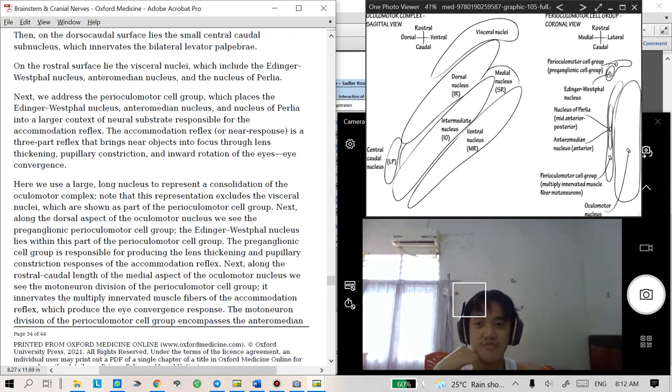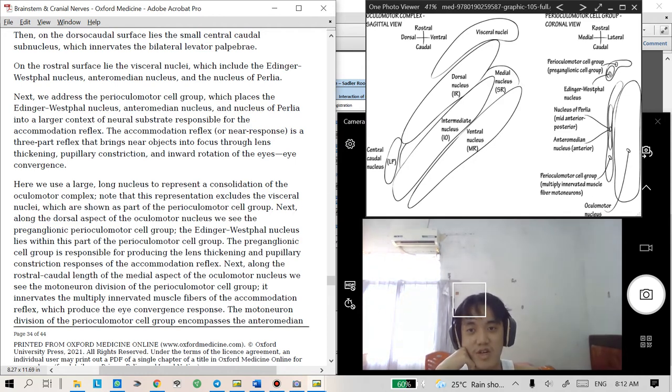Next, we address the perioculomotor cell group, which places the Edinger-Westphal nucleus, anteromedial nucleus, and nucleus of Perlia into a larger context of neural substrate responsible for the accommodation reflex. The accommodation reflex, or near response, is a three-part reflex that brings near objects into focus through lens thickening, pupillary constriction, and inward rotation of the eyes, eye convergence.